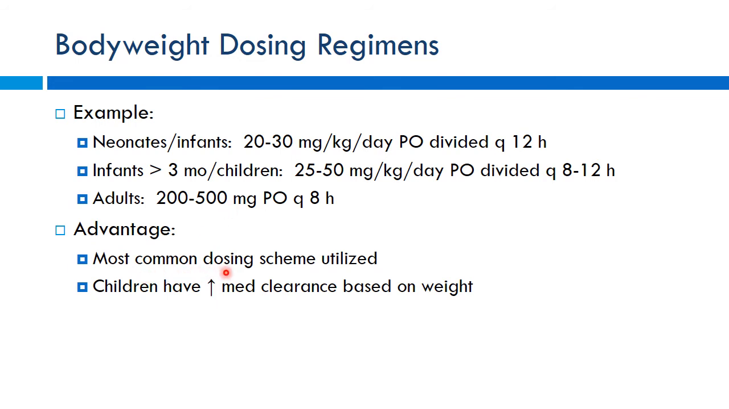This is going to be the most common one that we use, and is also going to be less sensitive to extremes of weight than just age-based dosing. But based on kids who are extremely overweight or extremely underweight, you may find some differences in med clearance. And so it is still possible to give an inappropriate dose based on just their weight alone.